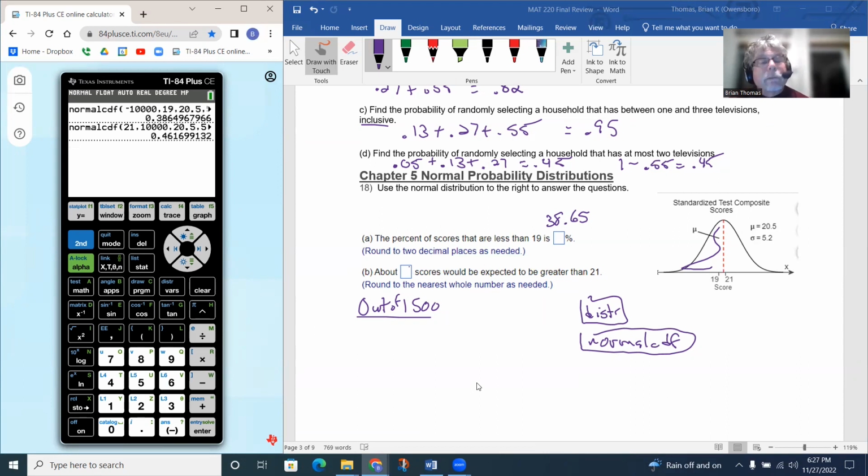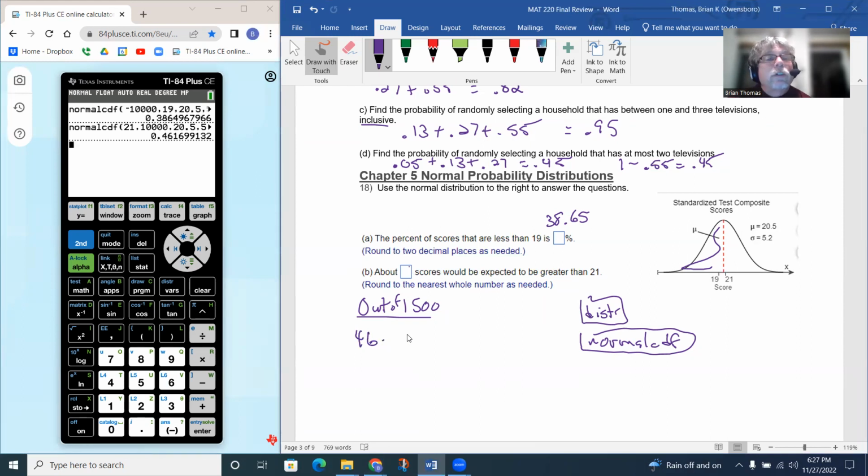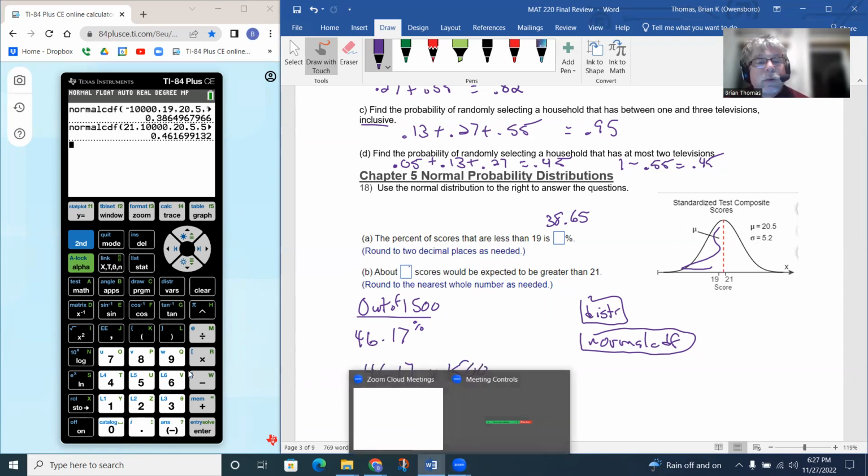So this will give us this 46 point. Is that going to be like 1.6 or 1.7? Looks like 1.7%. So basically, to do this with the calculator, we got to change it back to a decimal, 0.4617. And if we multiply that by 1,500, that'll tell us actually how many scores are greater than 21.